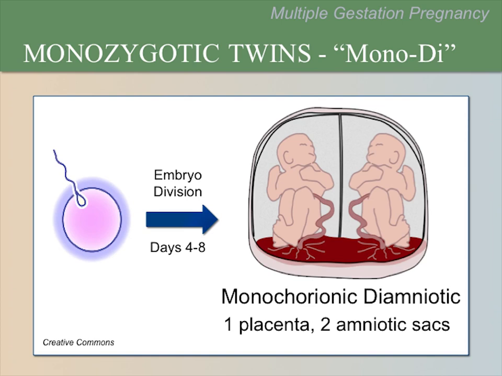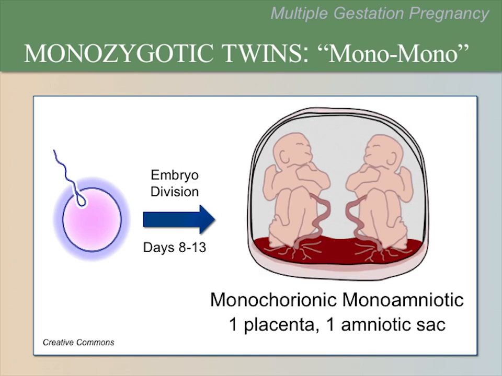On ultrasound, you can sometimes see a very thin membrane separating the twins. This membrane will appear thinner than what is usually seen in di-di twin pregnancies. Very rarely, embryo division occurs late, between 8 and 13 days after fertilization. At this time, only a single placenta and amniotic sac will form, which means that both twins are contained within the same sac. This is called a monochorionic, monoamniotic twin pregnancy to indicate that there is only 1 placenta and 1 amniotic sac. Fetal death is more common in this type of twins from umbilical cord entanglement.